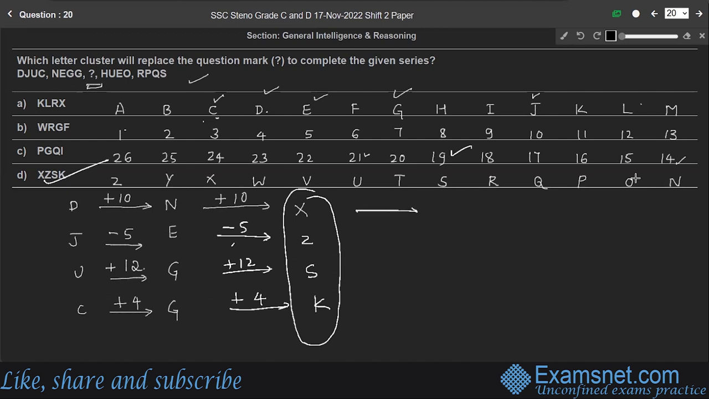You can verify the answer by considering the next cluster also. So X plus 10, Z minus 5, S plus 12, fourth letter plus 4. X is 24, plus 10 gives 8, which is H. Z minus 5 is 21, which is U. S is 19, so 19 plus 7 is 26, plus 5, which is E. So S plus 12 is E. And K plus 4 is 15, which is O. Therefore, the answer is verified: the third cluster is XZSK, which is option D.